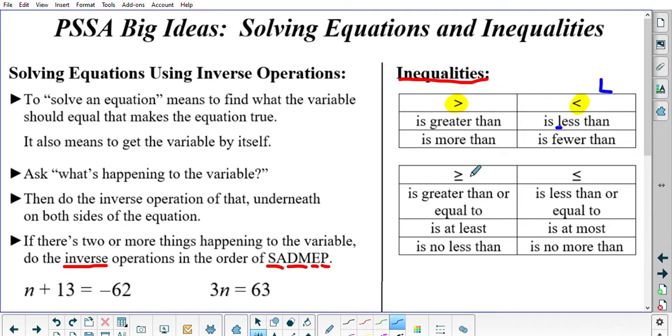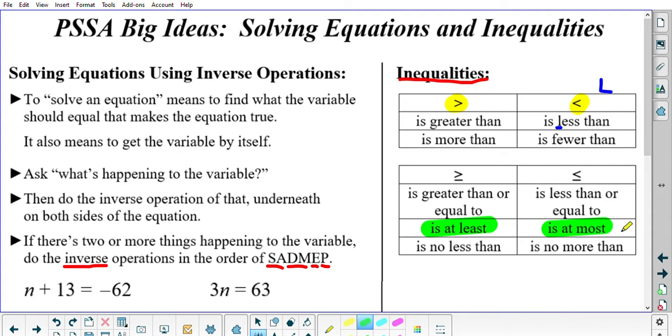If there's a bar underneath it, then it means greater than or equal to, or less than or equal to. And there are other real life phrases that end up meaning greater than or equal to, or less than or equal to, such as the phrase is at least. That means that's the least you could have, which means it's greater than it or equal to it. The phrase is at most means that's the most you could have, which means you could have less than it or you could have equal to it.